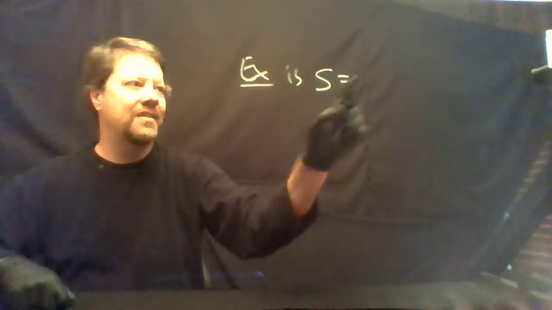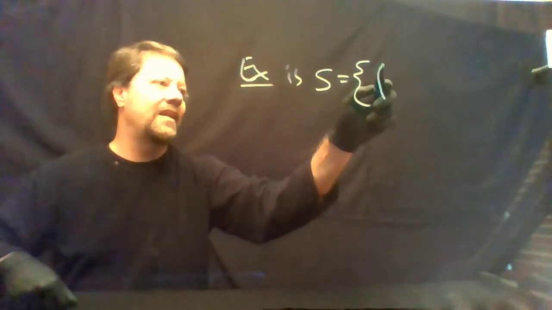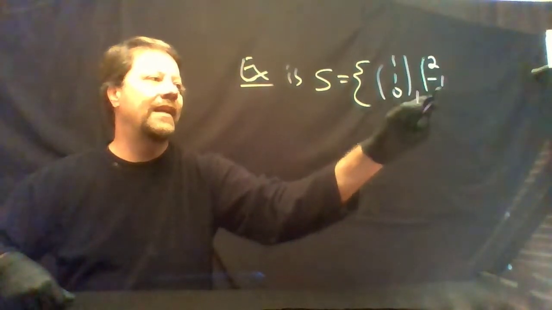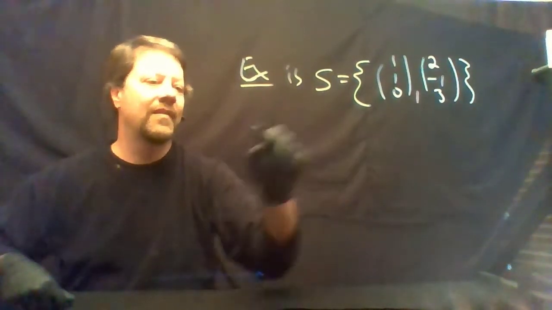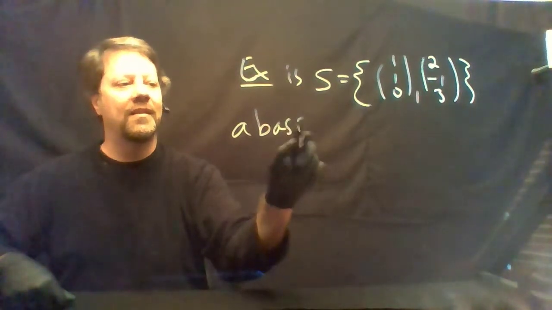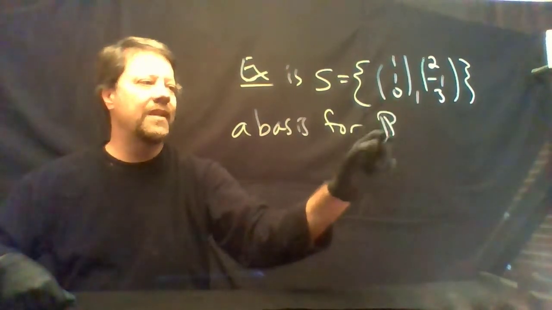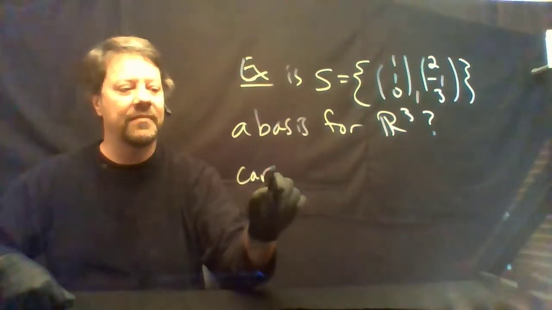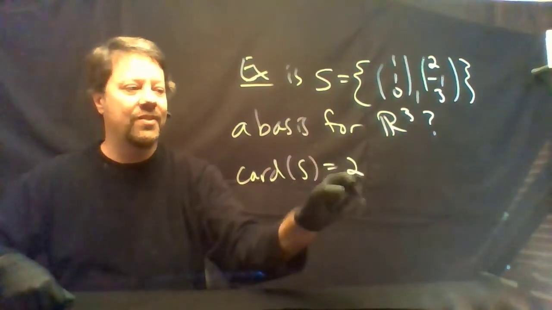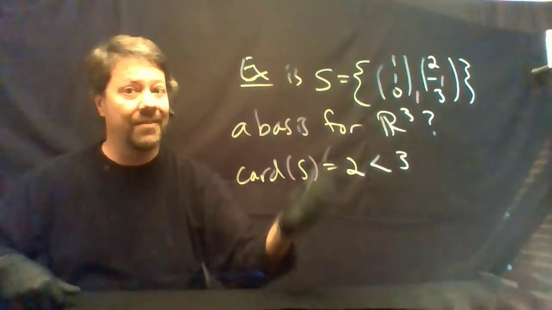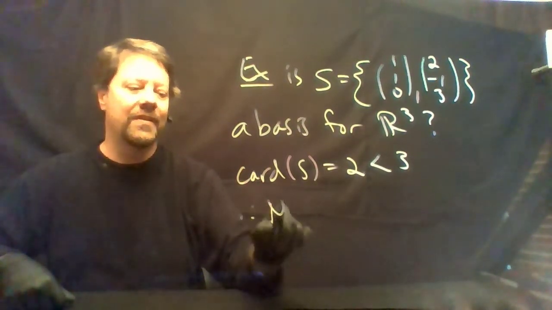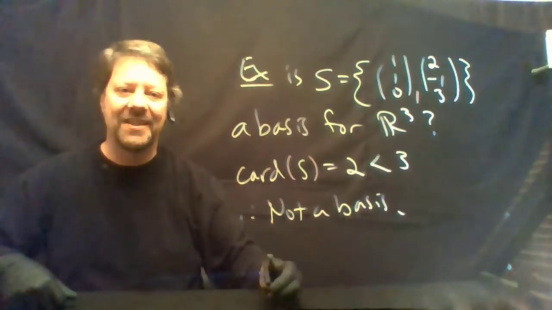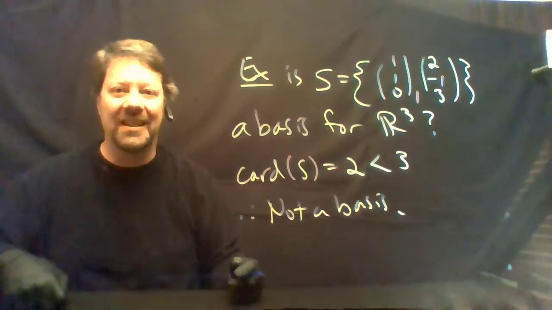Is S equals, let's say, (1, 1, 0), (2, negative 1, 3), a basis for R3? Well, no. The cardinality of this set is 2, which is not 3. Therefore, this is not a basis. Every basis for R3 has to have exactly 3 elements.